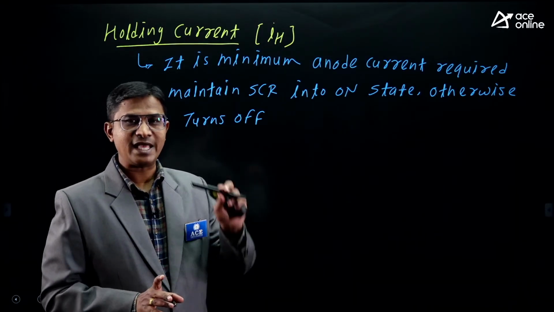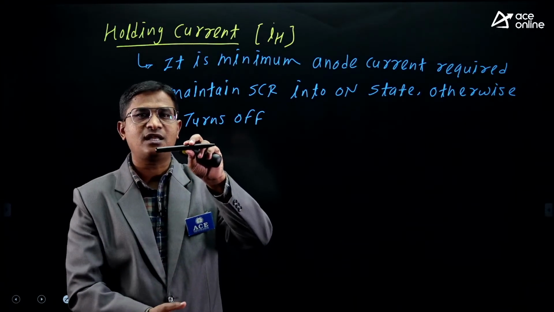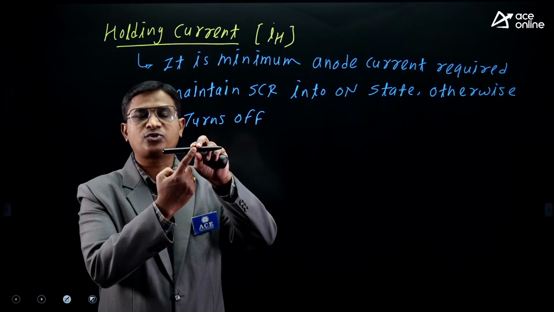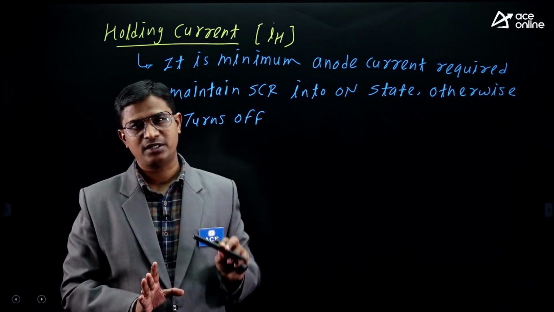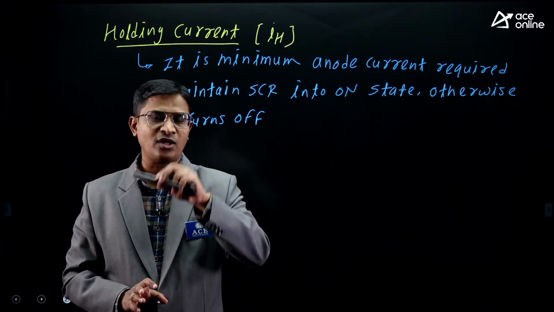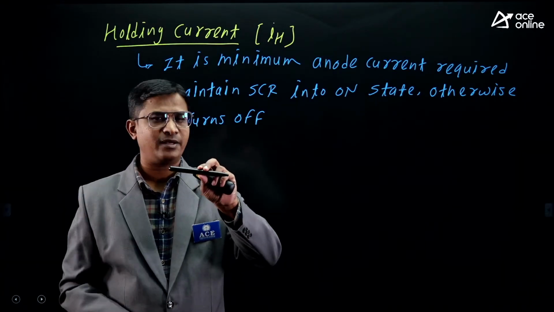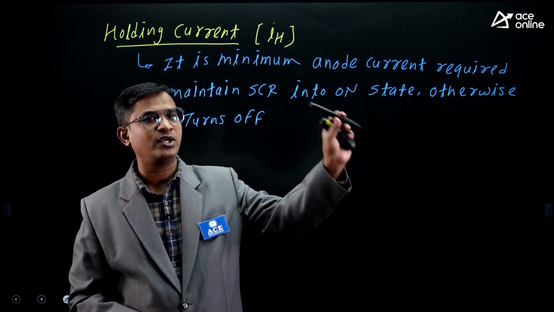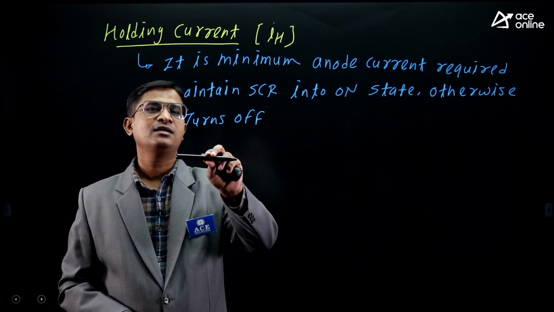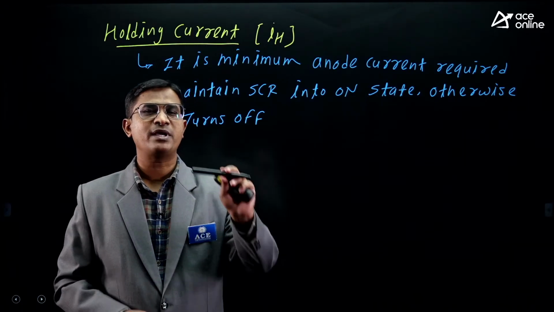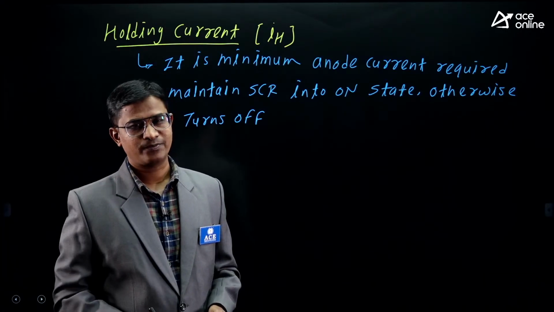So please listen. Latching current means, at the instant of removal of the gate signal, what is the minimum current required to flow through the SCR in order to maintain it in the on state? That is the latching current. Holding current means I have turned on the SCR at 6 o'clock and removed the gate signal within 5 minutes, and from that instant my SCR continues in the on state. If the current flowing through the SCR becomes less than the holding current value, my SCR will come back to the off state. That is the holding current value.